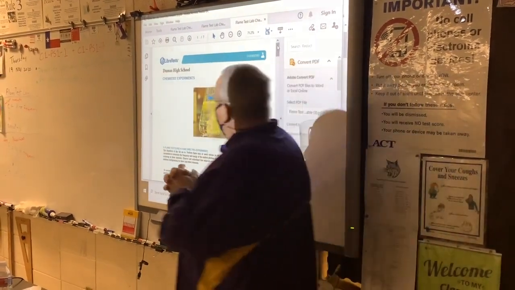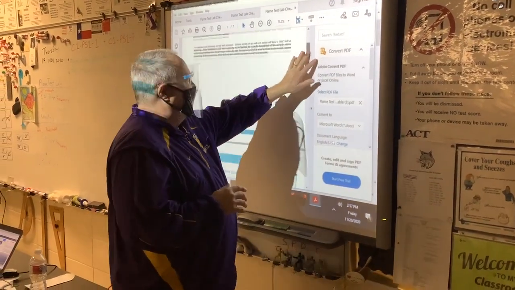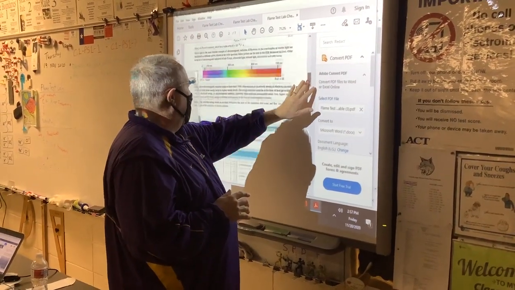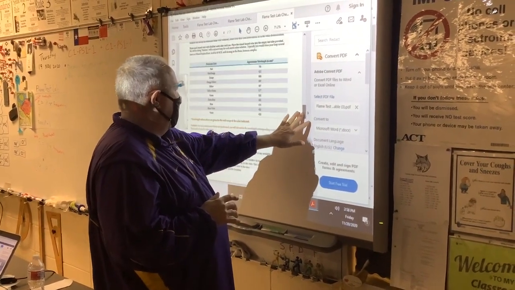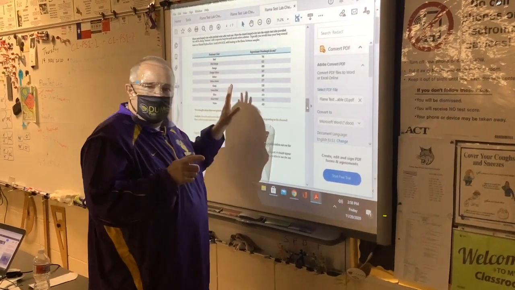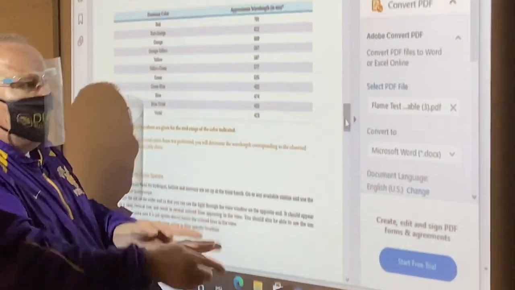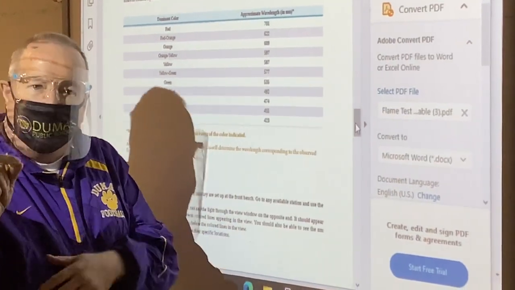If you remember, we did this lab, we wrote down some of our colors, and if you read through the lab, there's lots of good information in there. And what it wants us to do is record our colors and then refer back up to this table so that you can get the wavelength.